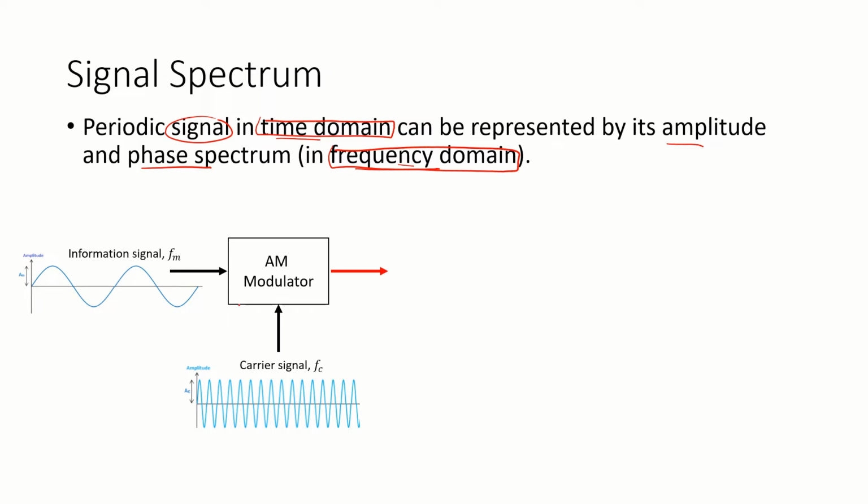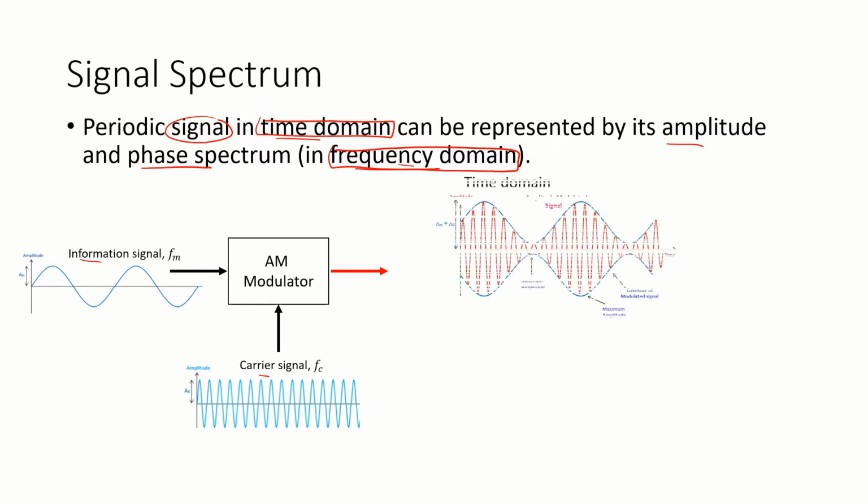If these two signals, the information signal and the carrier signal, are added together after passing through the modulator, what is the modulator doing? The modulator is adding these two signals, the information signal and the carrier signal, together. Therefore the signal will be modulated, and it can be represented in the time domain. This is how it is going to look if we represent both signals after passing through the modulator. This is in the form of the time domain.